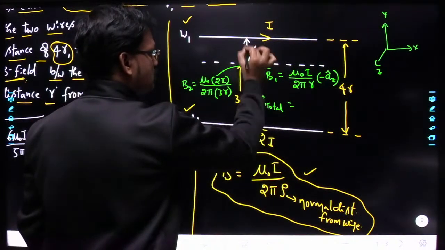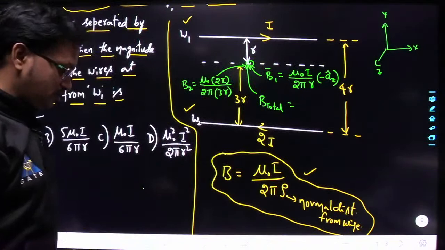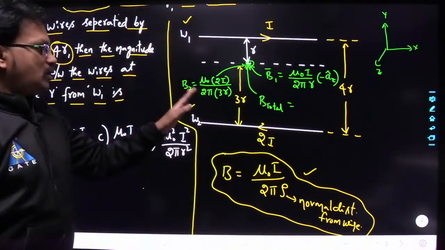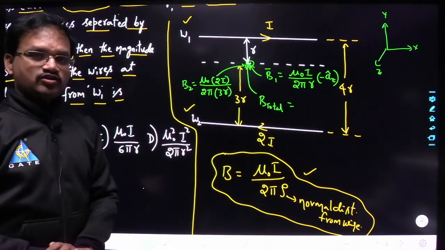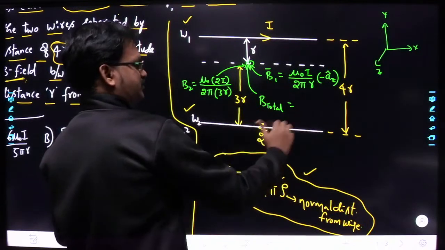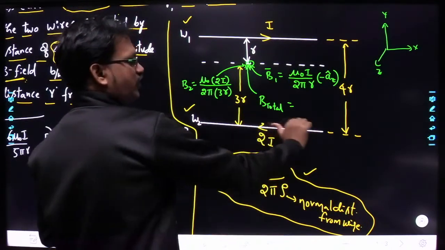Okay, so it is pointing into the board, right? Now what is B2 here? What is the direction of B2? See here, 2I current is flowing in this direction, that is from right to left.